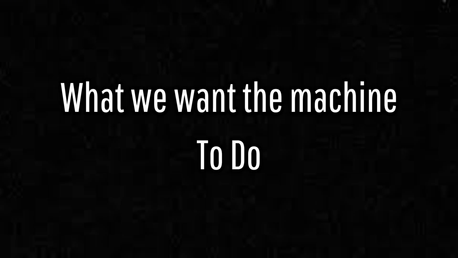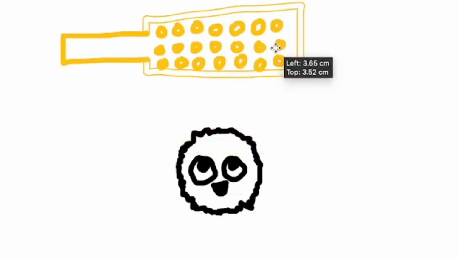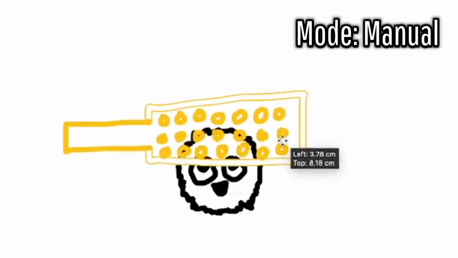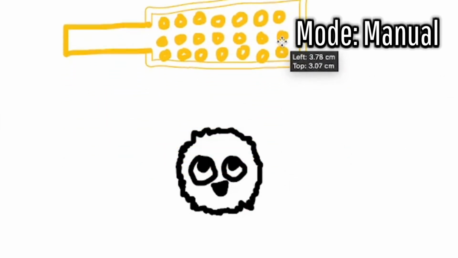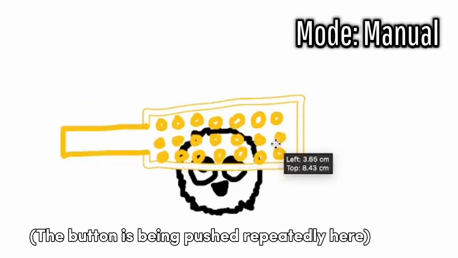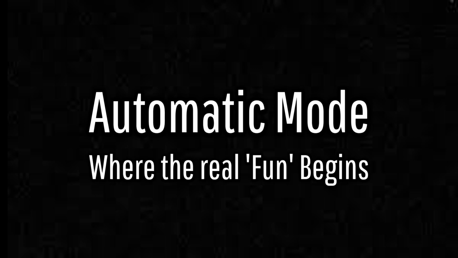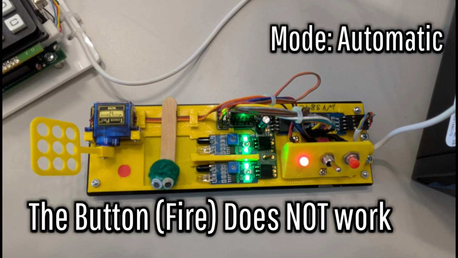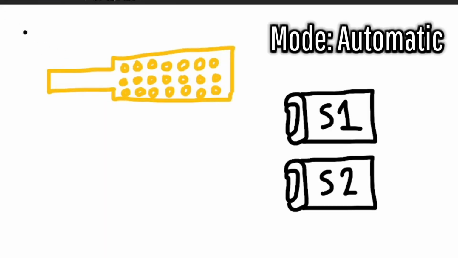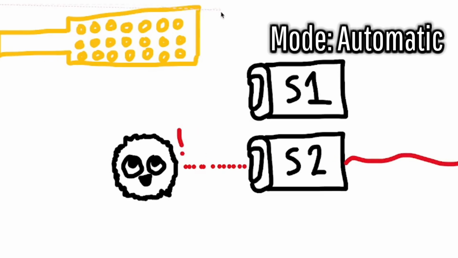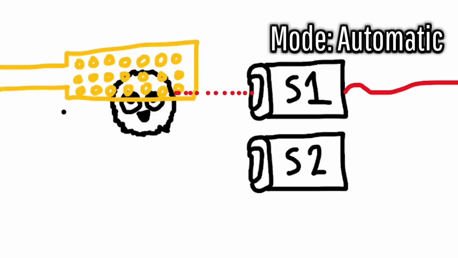Okay, now onto what the machine actually does. First, manual mode. We want the mechanism to work so that if the button is pushed, the LED will turn on and the servo will go down. Simple. However, automatic mode is where the real fun begins. In automatic mode, the button will no longer work. Instead, the servo goes down depending on the 2 sensors. If neither sensor detects anything, nothing will happen. If one of the 2 sensors is triggered, then the servo will go down and squash the bug.